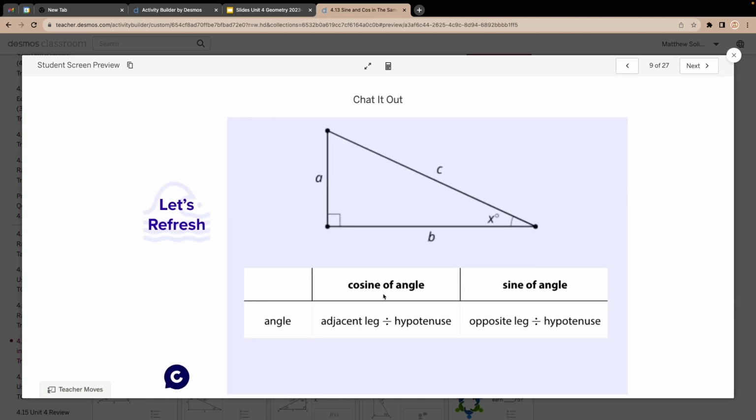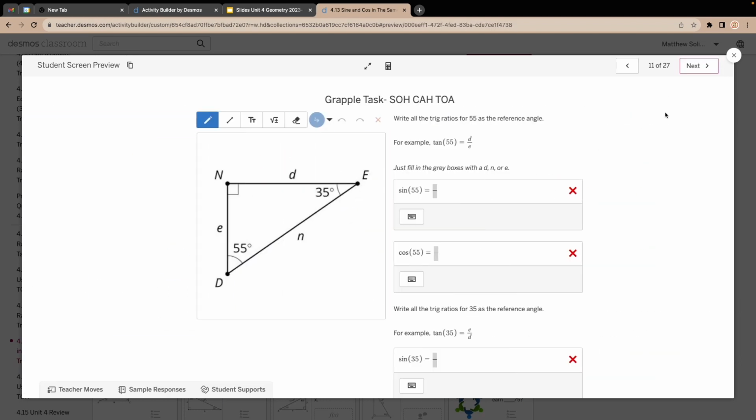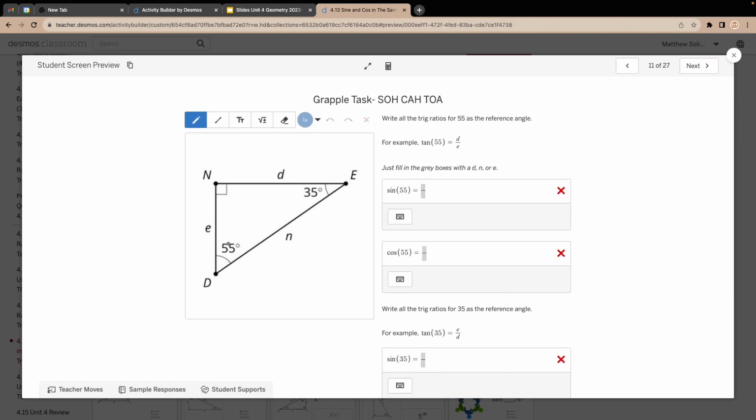So just a quick refresher, cosine is the adjacent divided by hypotenuse. Sine is the opposite divided by the hypotenuse. So we looked in class today at what is sine of 55. Well, I know sine using SOHCAHTOA is opposite divided by hypotenuse. So the opposite side is d, the hypotenuse is n. So sine 55 equals d over n. And then cosine of 55 is adjacent over hypotenuse. So the adjacent side to 55 is e, and the hypotenuse is still n. So e over n. So those are the sine and cosine of 55.